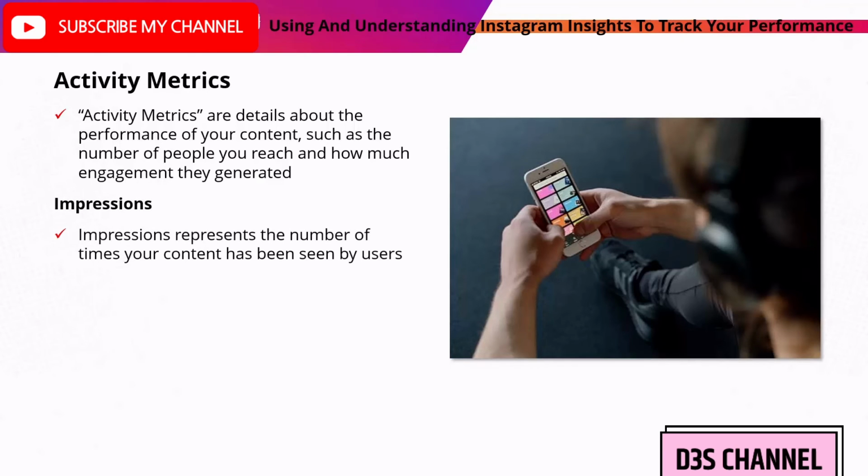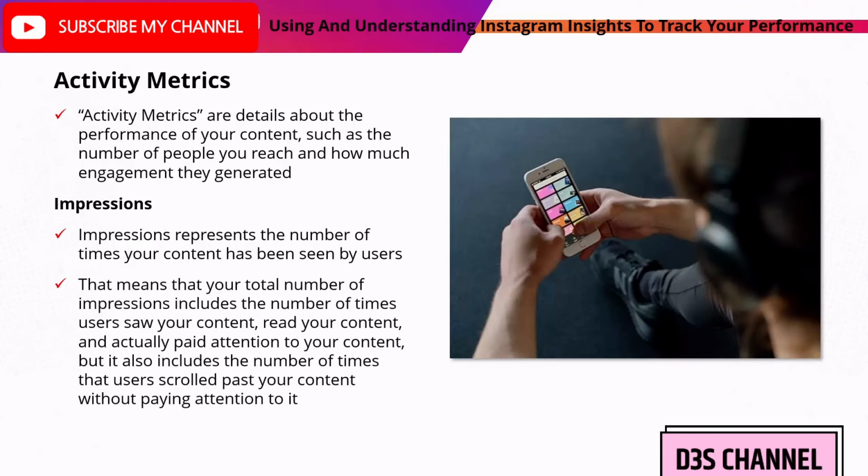Impressions. Impressions represents the number of times your content has been seen by users. This is a relevant metric because it includes all kinds of views. That means that your total number of impressions includes the number of times users saw your content, read your content, and actually paid attention to your content. But it also includes the number of times that users scrolled past your content without paying attention to it.